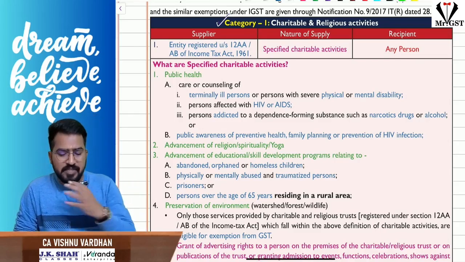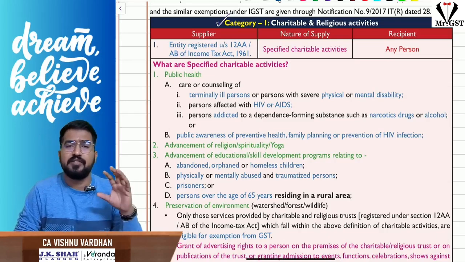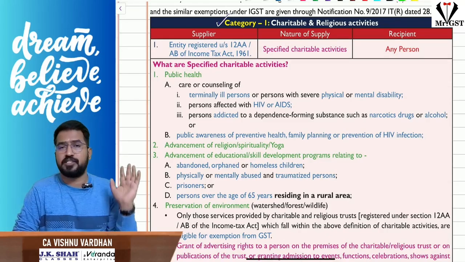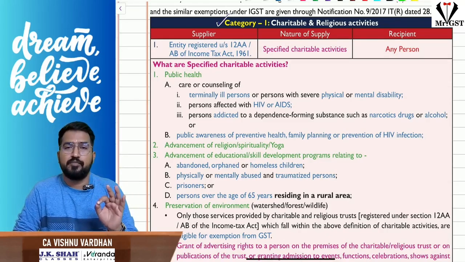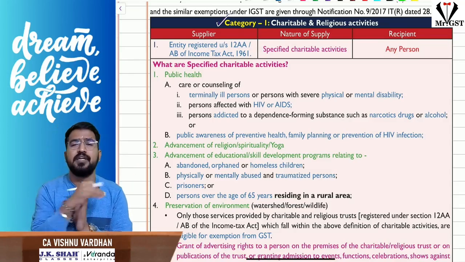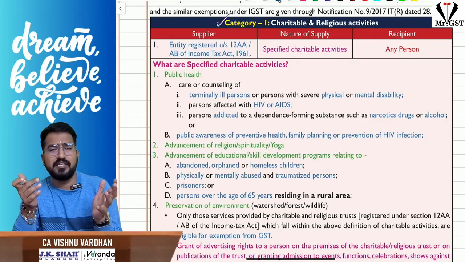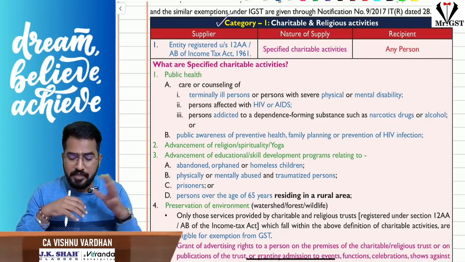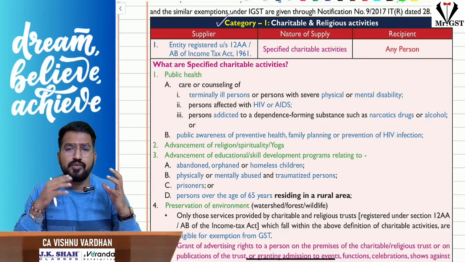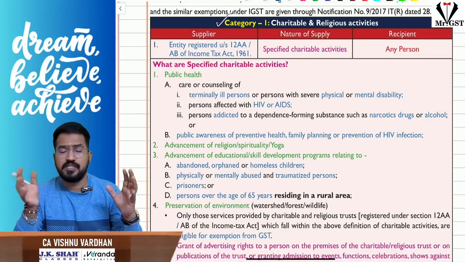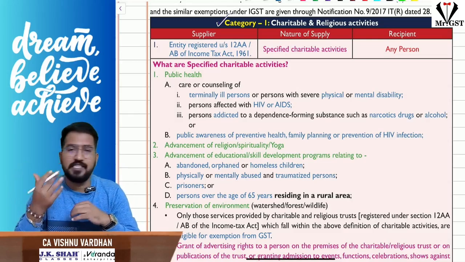charitable and religious activities. Please understand, for any exemption entry, we should be very careful about 3 things. Number 1, who is the supplier? Number 2, who is the recipient? Number 3, what is the nature of supply? If you are thorough with these 3 points, and all the conditions discussed here are satisfied, then it is exempt under GST. If any one condition is not satisfied, obviously it is not exempt under GST, which means it is taxable. So whenever you are going through an exemption question or exemption treatment, please be careful. If all the 3 conditions are satisfied, then only it is exempt, otherwise it is taxable.